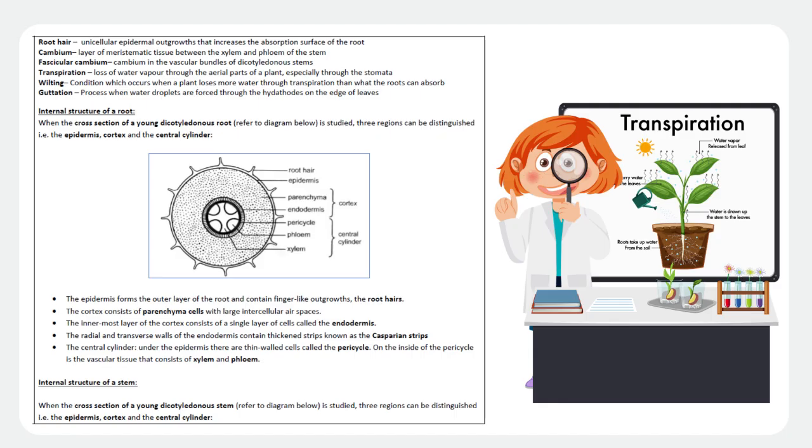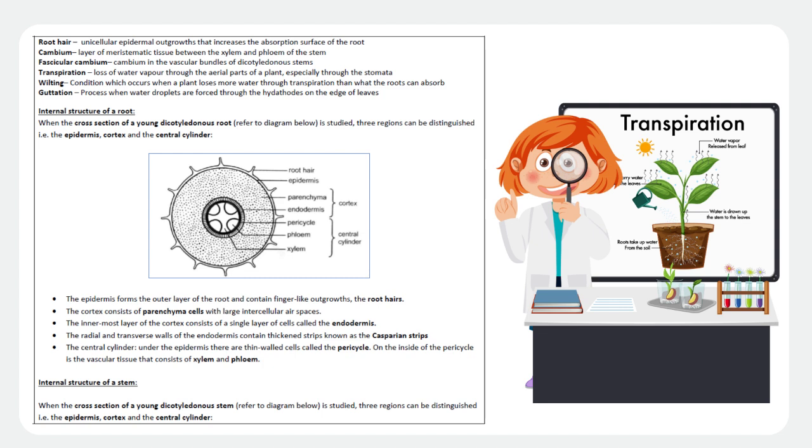Root hair, unicellular epidermal outgrowths that increase the absorption surface of the root. Cambium, layer of meristematic tissue between the xylem and phloem of the stem. Fascicular cambium, cambium in the vascular bundles of dicotyledonous stems.